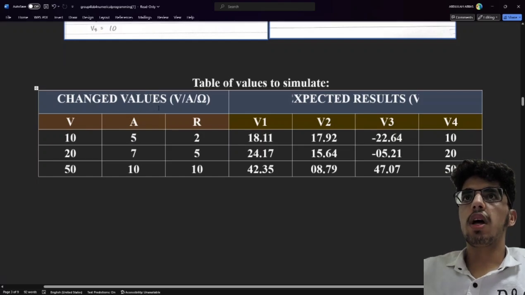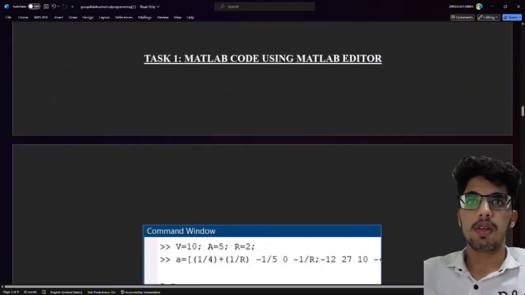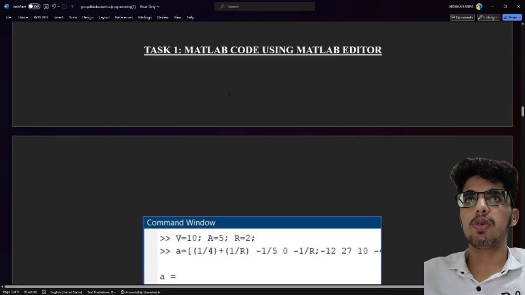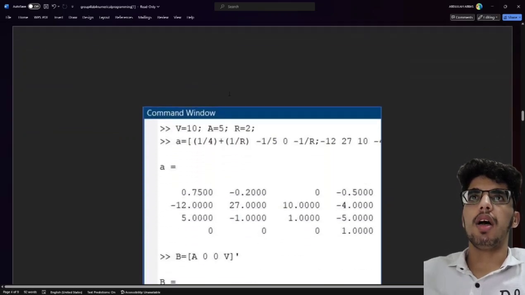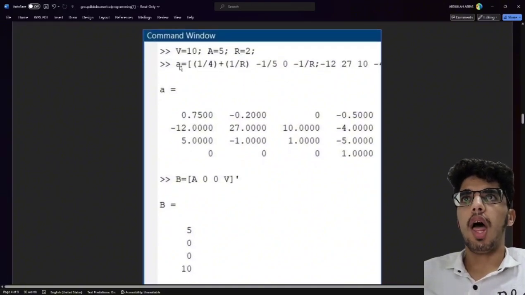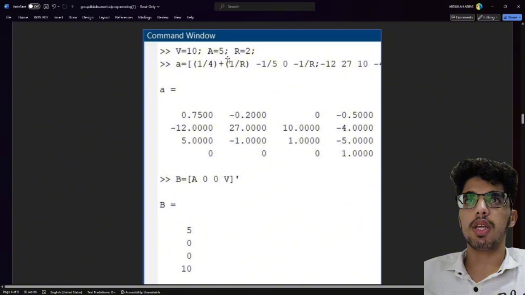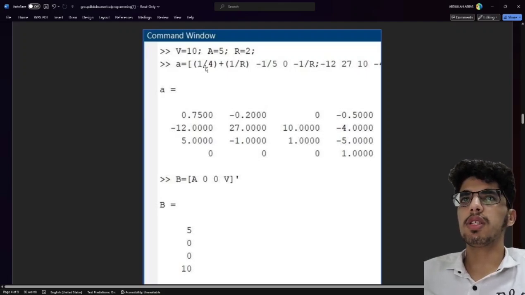Now I'm going to go to task 1, MATLAB coding using the MATLAB editor. I already did it in MATLAB, so we just have to put in the values that we get. V equal 10, E equal 5, R equal 2. We're going to put the code which is E equal 1 over R plus 1 over 4 and plus 1 over R minus 1 over 5. This is the code that we get in chapter 1.